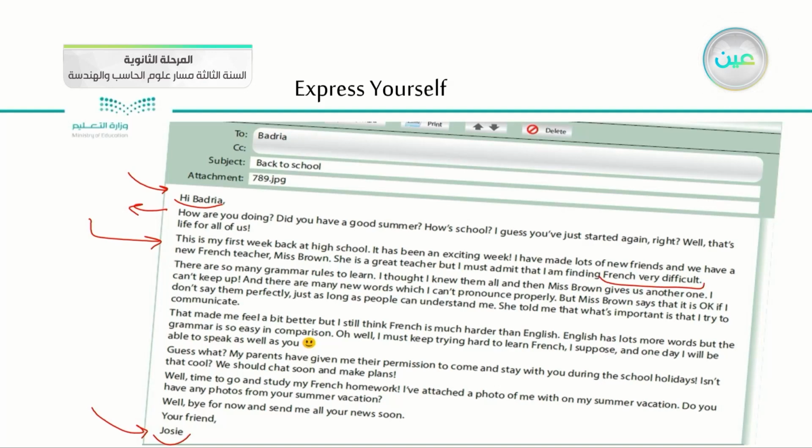In the third paragraph, she is going to explain why French is very difficult. There are so many grammar rules to learn. This is the first thing. There are so many grammar rules to learn. I thought I knew them all, and then Miss Brown gives us another one. I can't keep up, and there are many new words which I can't pronounce properly. But Miss Brown says that it's okay if I don't say them perfectly, just as long as people can understand me. She told me that what's important is that I try to communicate.